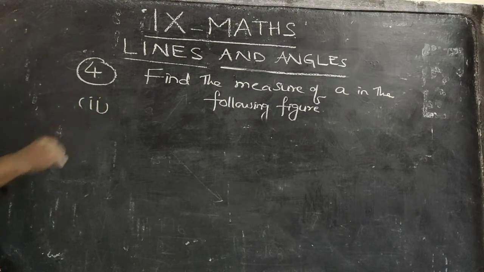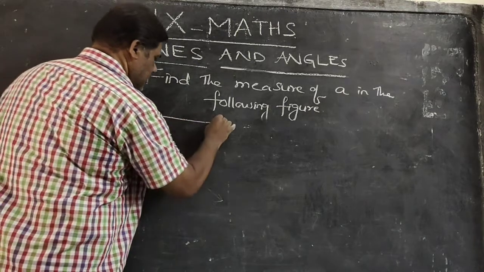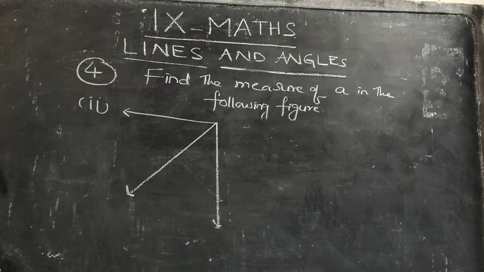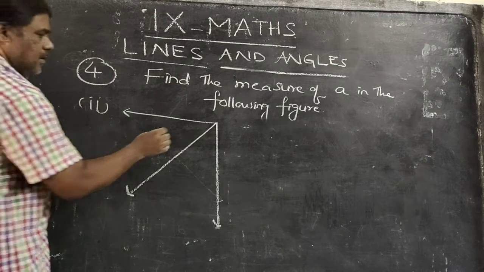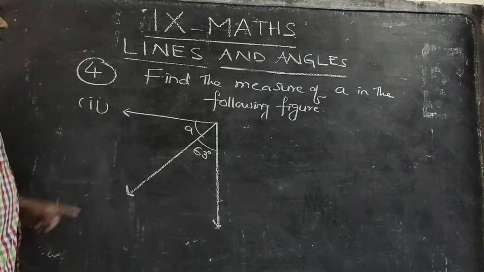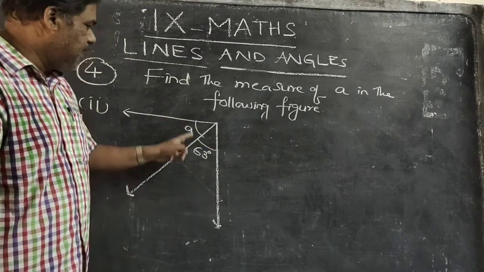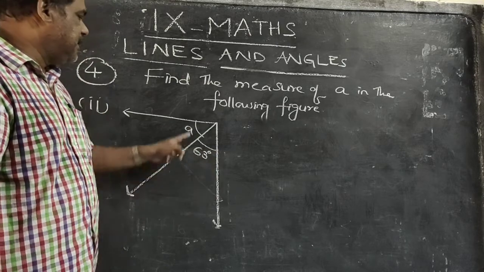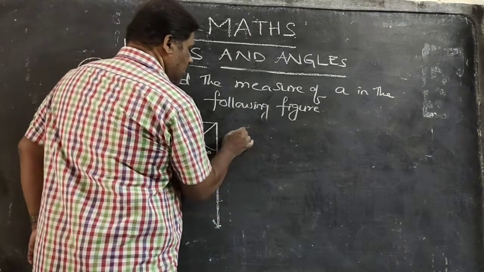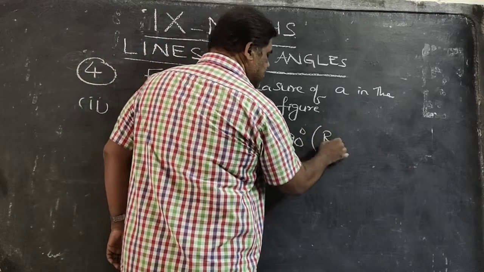Right, the second one. Here, these two lines are perpendicular to each other. If the two lines are perpendicular to each other, then the angle between them is 90 degrees. So if you add this angle and this angle, it will be 90 degrees. So A plus 63, the sum of these two angles, is 90 degrees because it is a right angle.